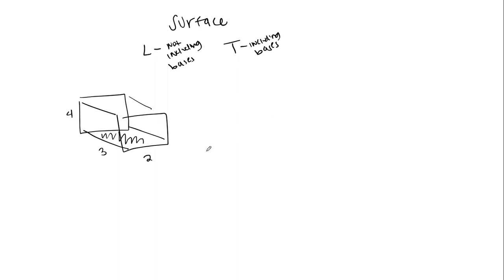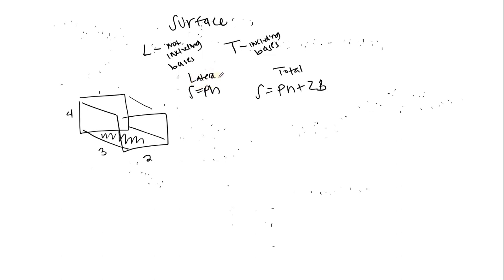The big thing here, my formula is S equals PH plus 2B for total surface area, and then S equals PH for lateral. And this should make sense, right? This doesn't have the bases, but this has the area of both of the bases on here.